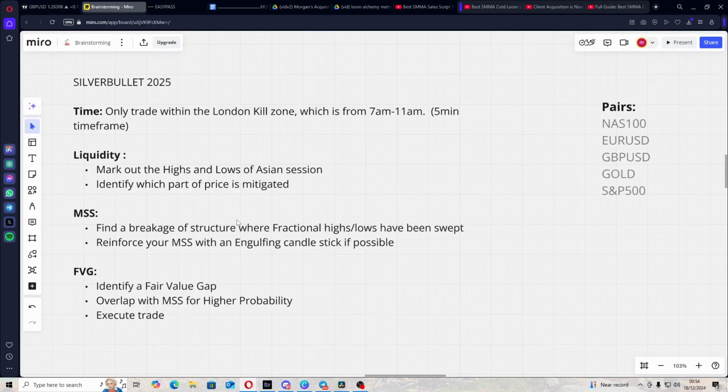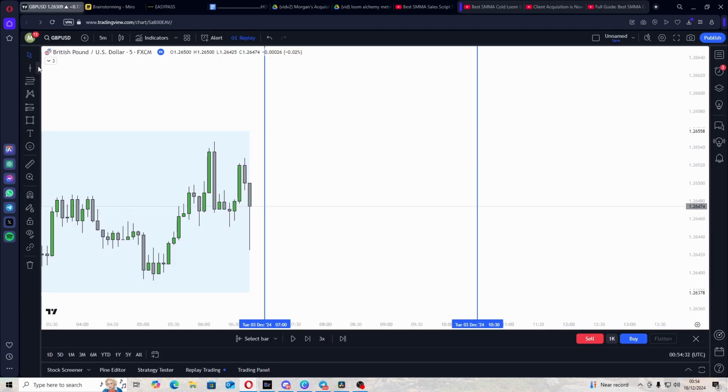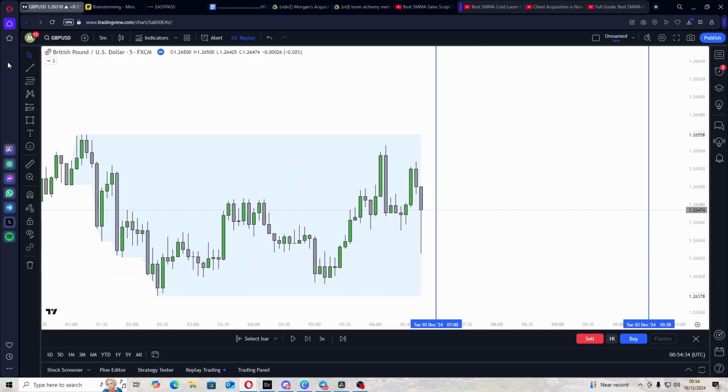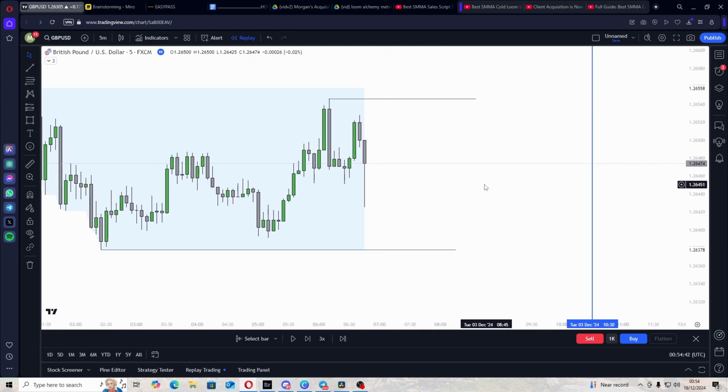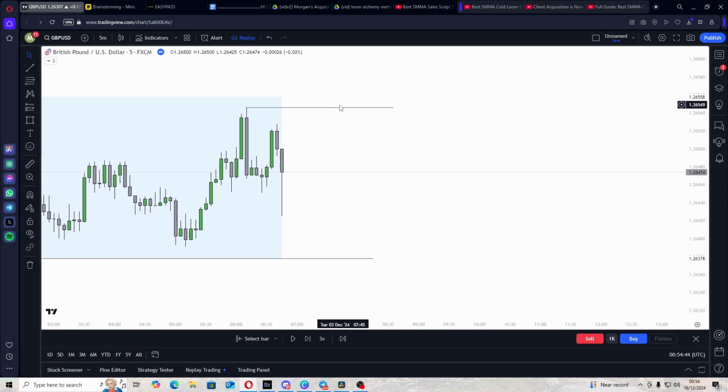Okay, so what we need to do next is mark out the highs and lows of Asian session, and then we need to identify which part is actually mitigated. So what I mean by this, you need to mark out the highs. Let's say this is the highs of Asian session anywhere here, and this is actually the lows of Asian session, which is right there. Let me just remove this for more clarity. These are the highs and these are the lows.